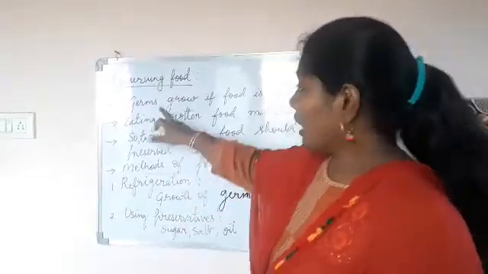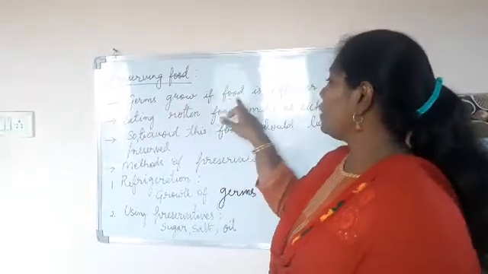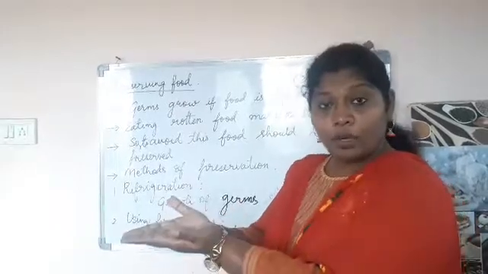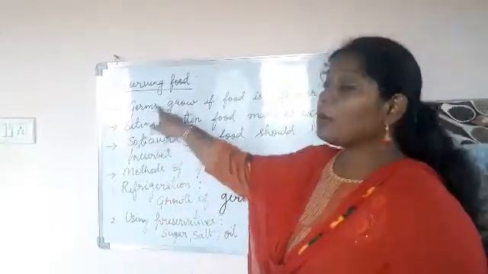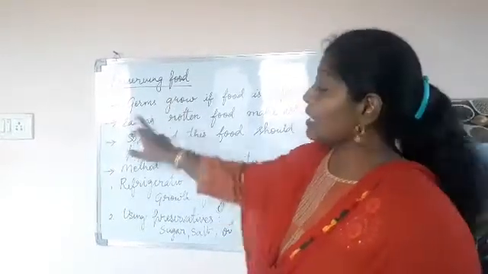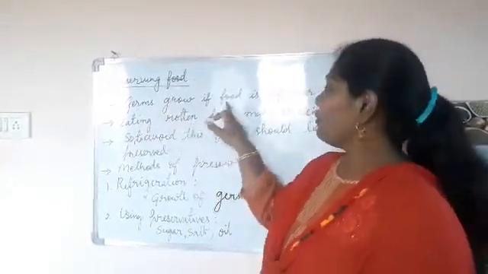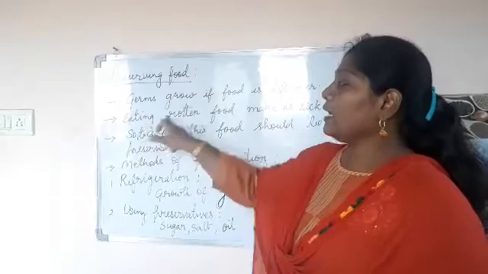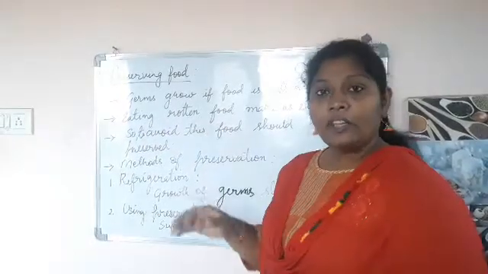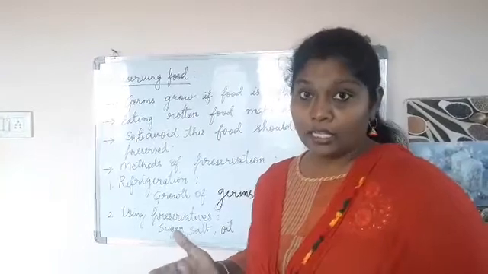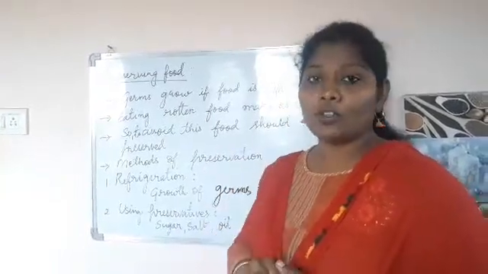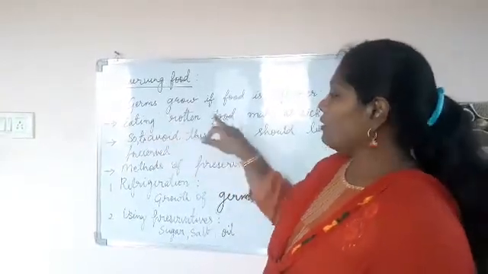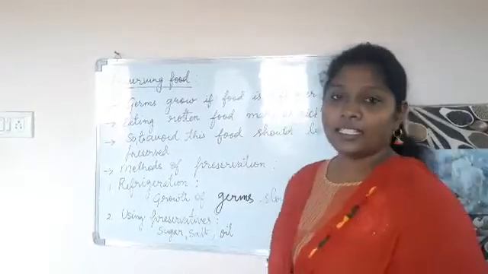If we do not preserve the food, what happens? Germs grow if food is left over. What happens, children? If you leave the food outside like that, germs grow. What will grow? Germs grow if food is left over. Okay, children? Eating rotten food. If you leave the food like that, it is spoiled. If you eat the spoiled or rotten food, eating rotten food makes us sick.